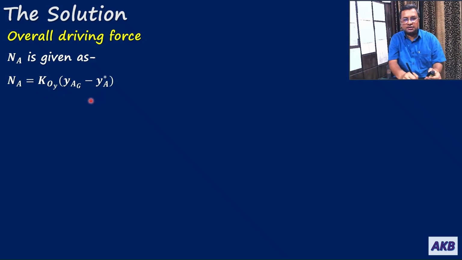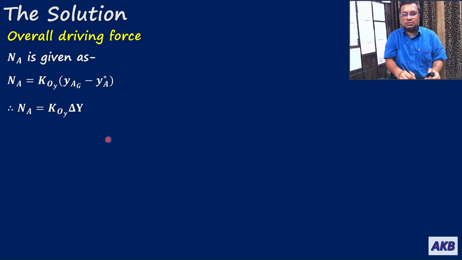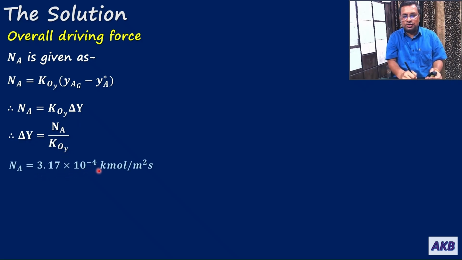So we can express Na in terms of overall driving force in the gas phase and then also in the liquid phase. So in terms of gas phase concentrations, it is Na is equal to Koy into YAG minus YA star. That is Na is equal to Koy into delta Y. So delta Y is nothing but the overall driving force in terms of gas phase concentrations. Therefore delta Y is Na upon Koy. Na is known to us. It is 3.17 into 10 to the power minus 4 kilomole per meter square per second.